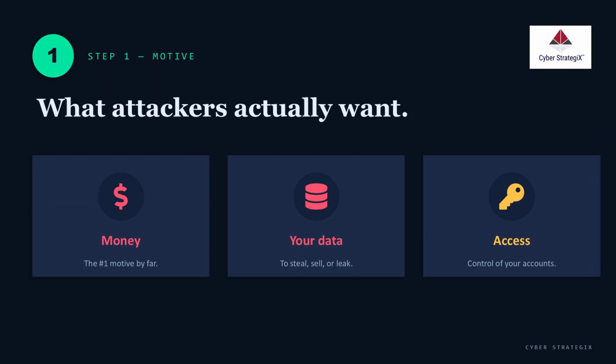The vast majority of attacks are about money, through fraud, ransomware, or selling what they steal. Some are after your data specifically, to sell it or leak it. And often they want access itself, control of your accounts or devices, which they can then turn into money. Understand the motive, and the methods make sense.